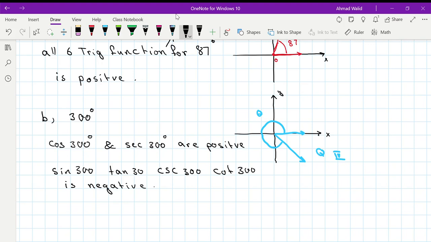This was examples about, of course, there are more that you can do. These were examples about how to know the sign of the trig functions based on which quadrant that your angle lies. Correct?